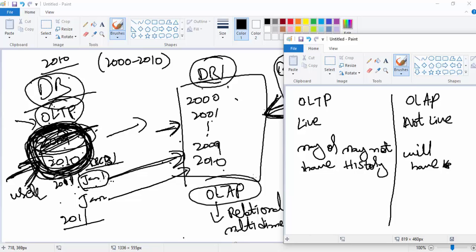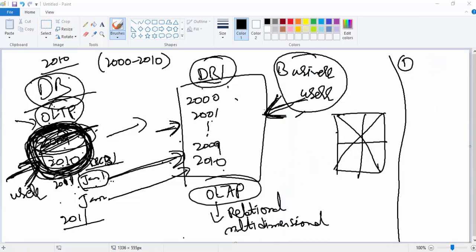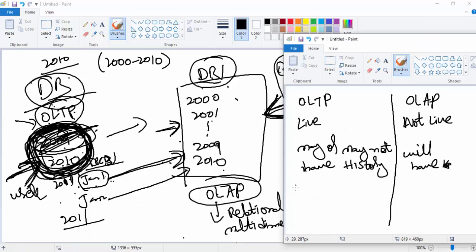And then in the OLTP, the tables are normalized. I'll explain that in the next video. In the OLAP, you will denormalize the normalized tables of OLTP to make OLAP. The tables are denormalized.